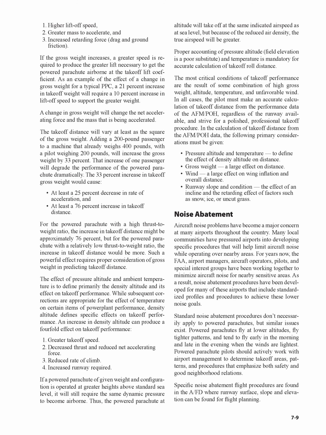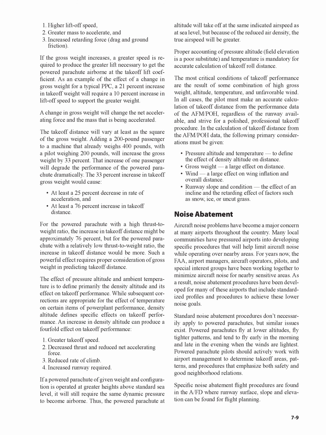If the gross weight increases, a greater speed is required to produce the greater lift necessary to get the powered parachute airborne at the takeoff lift coefficient. As an example of the effect of a change in gross weight for a typical PPC, a 21% increase in takeoff weight will require a 10% increase in liftoff speed to support the greater weight. A change in gross weight will change the net accelerating force and the mass that is being accelerated. The takeoff distance will vary at least as the square of the gross weight.